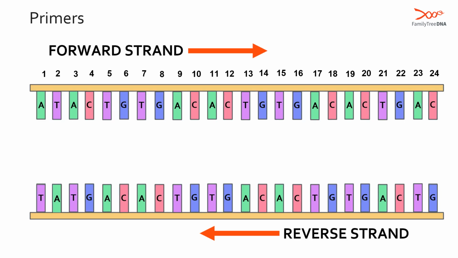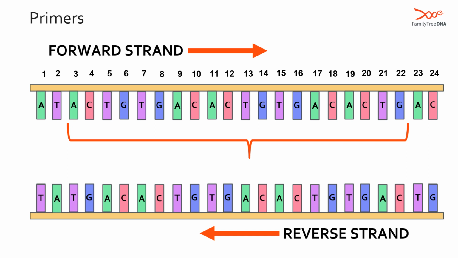Now, there are millions of locations throughout the genome. So if we're trying to find a specific sequence or a specific area, it can be a bit like trying to find a needle in a haystack. So say, for example, we only want to look at locations 3 through 22. Well, how do we pinpoint that?